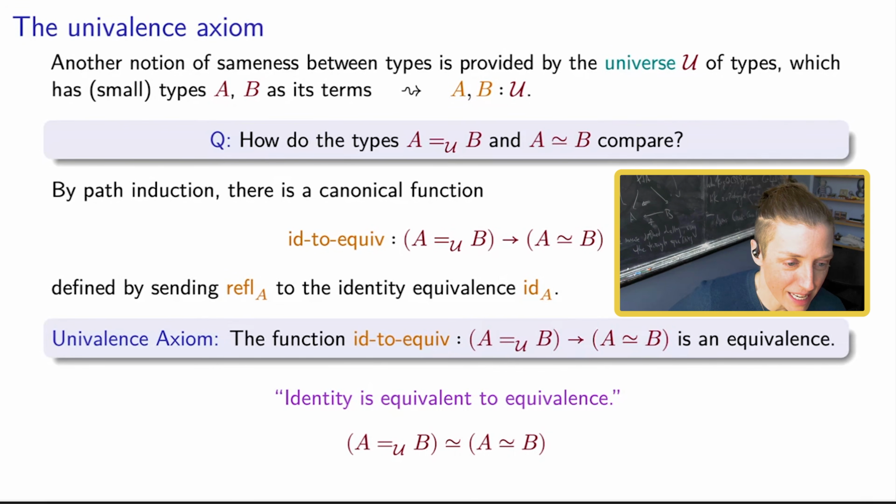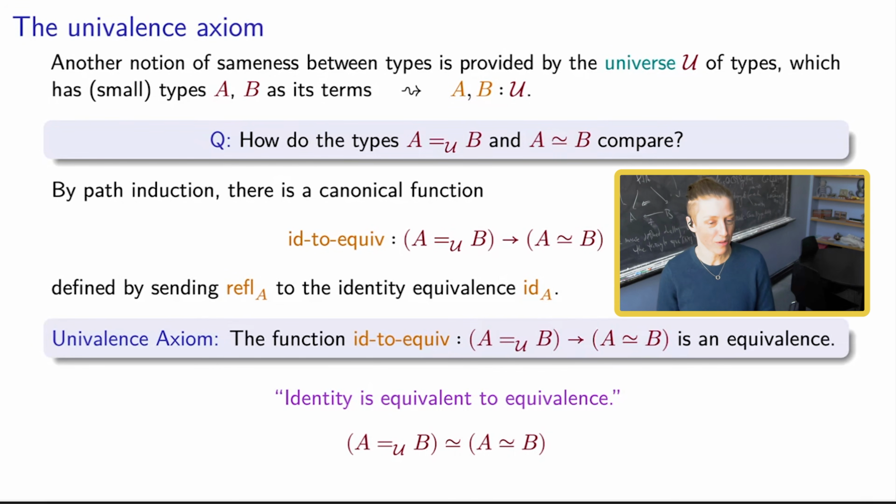What Voevodsky observed is that it's consistent to add the following axiom to dependent type theory. And this axiom really is what makes homotopy type theory homotopy type theory. The axiom is that this particular explicit function is, in fact, an equivalence. So not only can I turn paths in the universe of types into equivalences between types, if I had an equivalence between types, that defines for me a path in the universe.